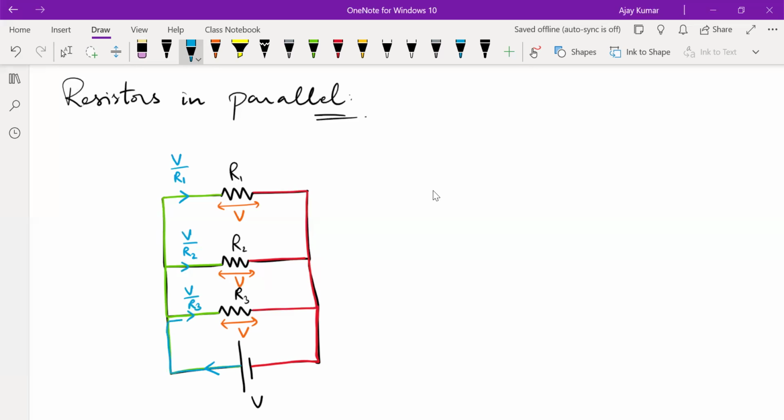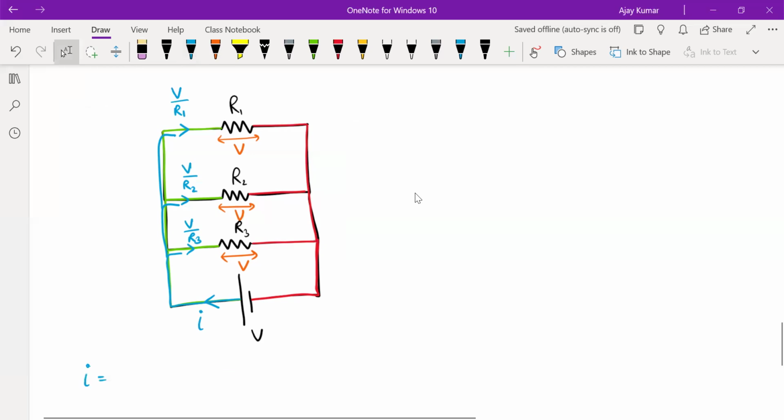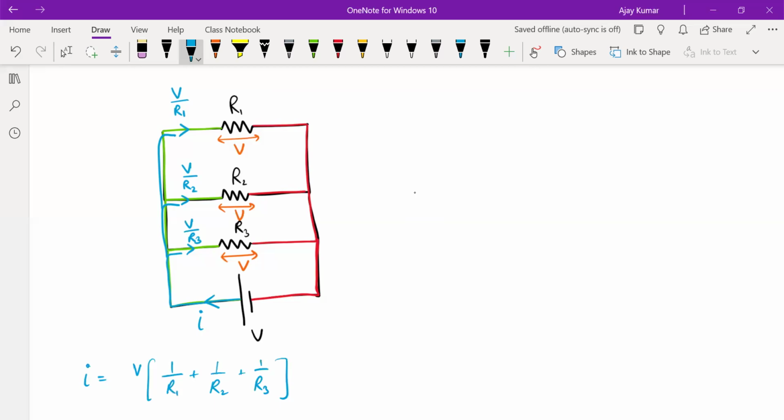It comes like this, and some part diverts this way, some current diverts this way, and some current diverts this way. Or you apply KCL at any one junction also. So let the total current be I. You can say that the current I is the sum of currents in the three branches. So V into 1 by R1 plus 1 by R2 plus 1 by R3. And if you want a single resistor to do the same, to draw this much current, let the resistor be R effective. Same battery of voltage V is connected to it.